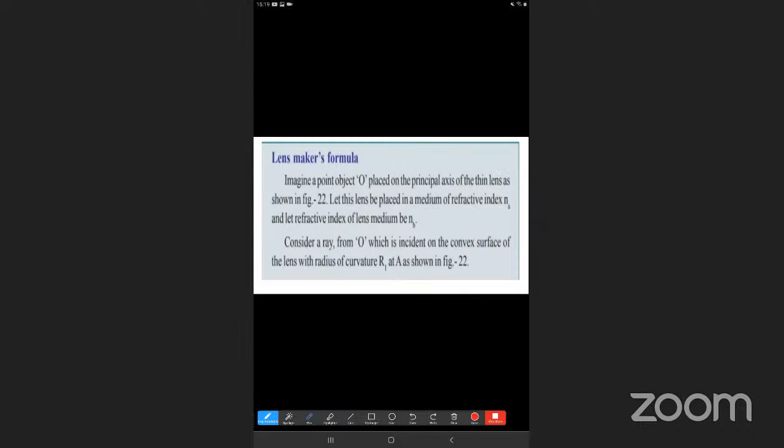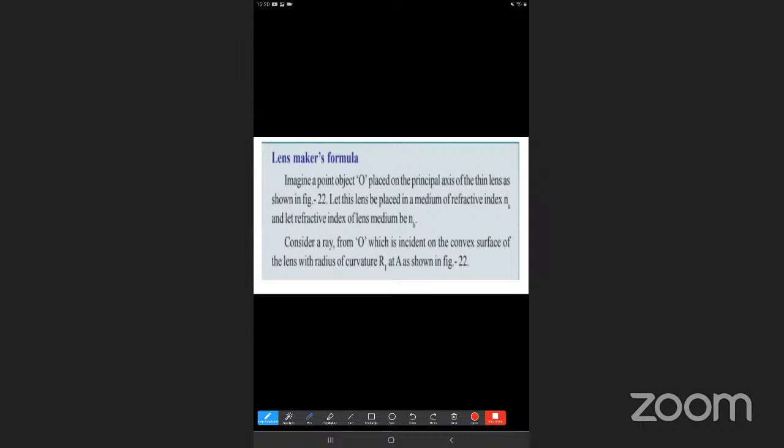So next we have the lens maker's formula. A very important one. Imagine a point object O placed on the principal axis of a thin lens. Now, let this lens be placed in a medium of refractive index Na, and let the refractive index of the lens medium be Nb.